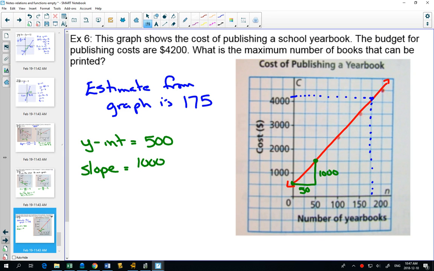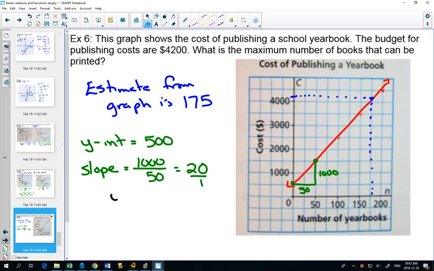Slope is rise over run, which is $20. What does that mean? That means if we go over 1, we're going to go up 20. Right? Because we could write that as 20 over 1. Going over 1 means you make one more yearbook. Going up 20 means it's going to cost you $20 more.